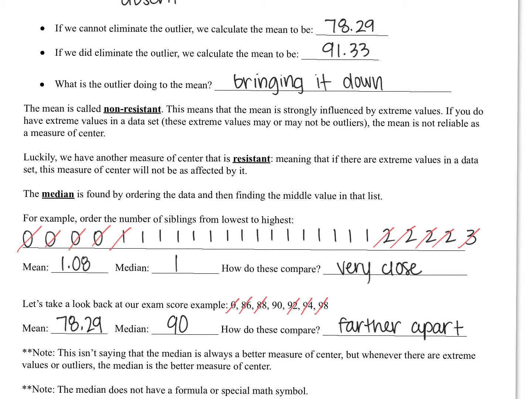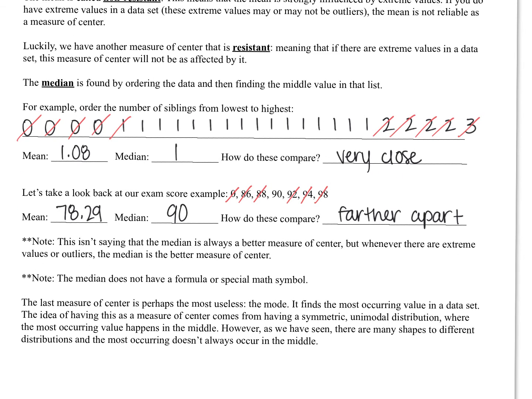All right. They are not close together. So we can see here where median was the better choice. Now, when they're very close, you could use mean or median, but in that case, we would go with mean because it is just a tad bit more accurate for the middle versus the median. All right, so we're not saying that the median is always a better measure for the center, but whenever you have extreme values or outliers, the median is the better measure for the center.